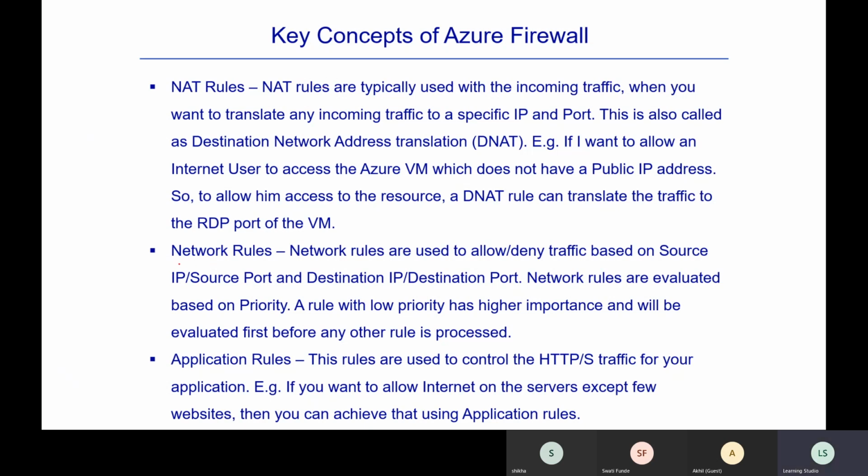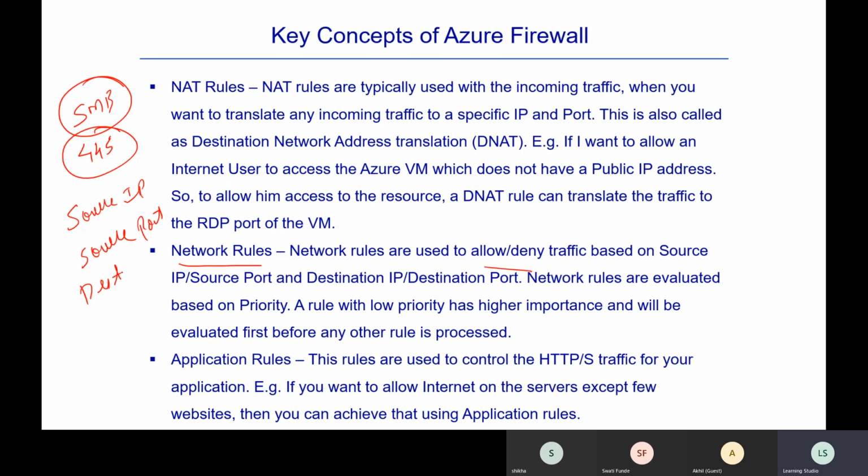Now then you have network rules. So what are network rules? Network rules are used to allow or deny traffic based on source IP, source port, destination IP, and destination port. This is very straightforward. So if you want to, let's say, deny port 445 in your network, so you don't want your users to access SMB file shares and you want to block this port, you can mention your source IP, specify source port, and then you can also specify your destination IP and destination port. So if you have any such requirement, then network rules are the ones which you need to create.